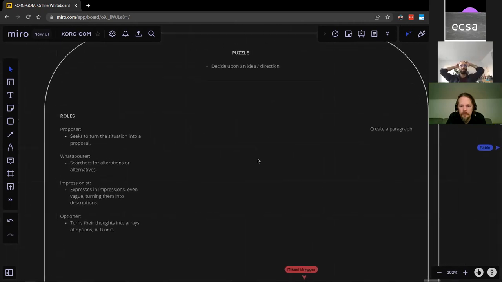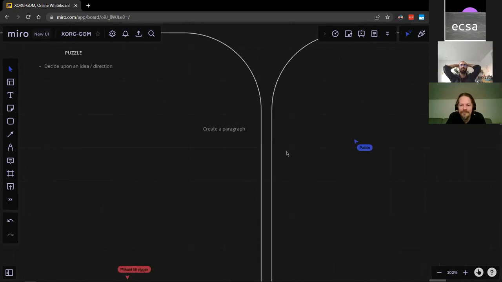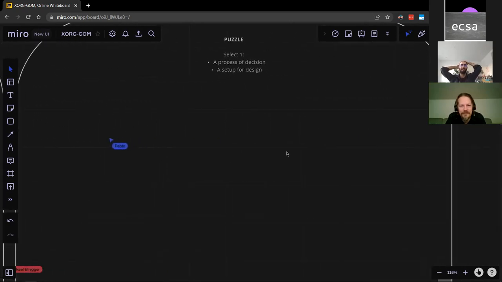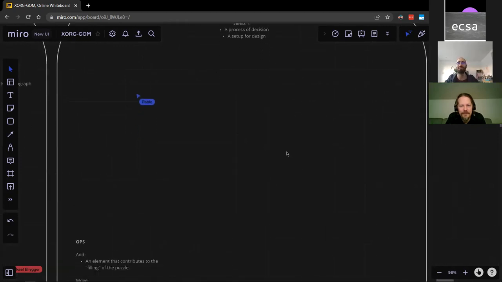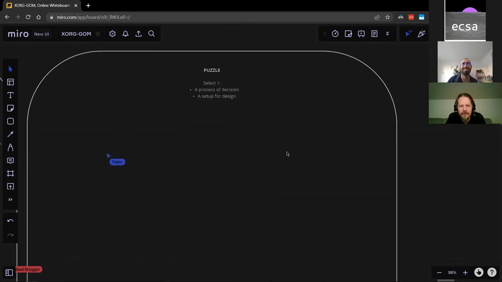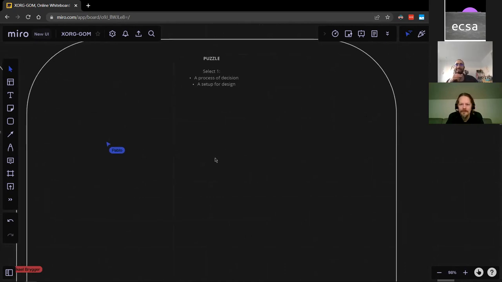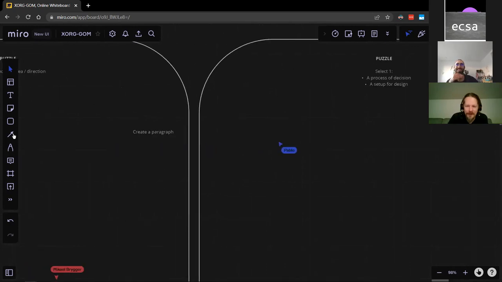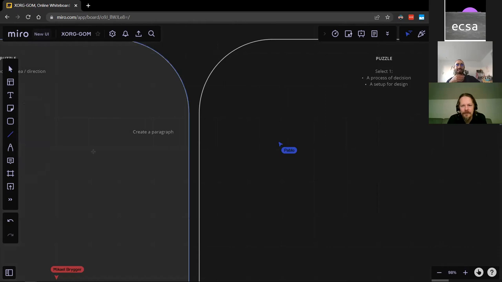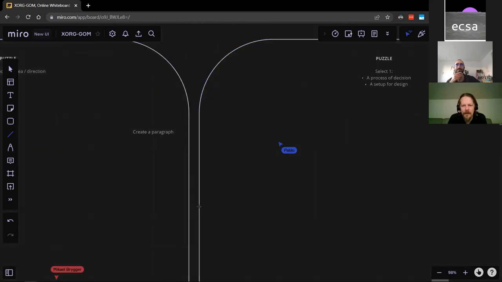I like the second puzzle because I understand it less. A process of design, a process of decision, or asset for design. I don't even know exactly what those mean, so I'm more drawn to it. What about me, Carl? That's perfectly okay to choose that one. Of course, these were modular, but just by adding, let me see if I do this correctly. Yes.